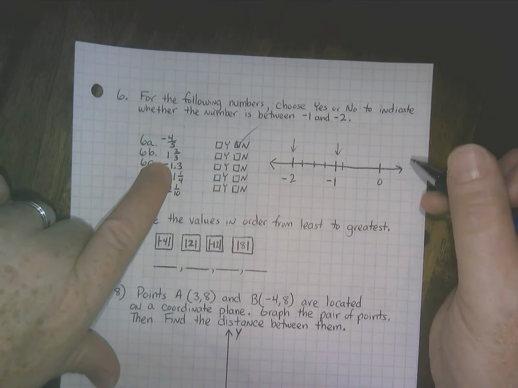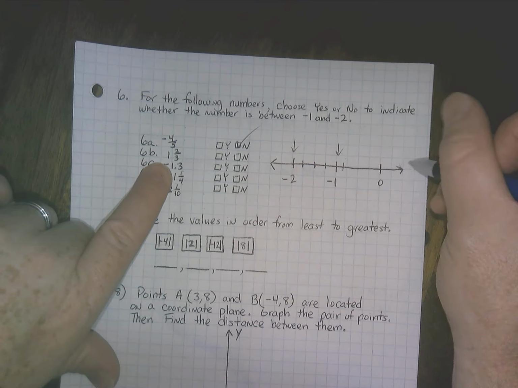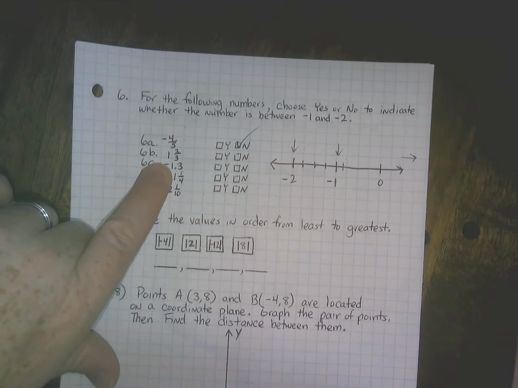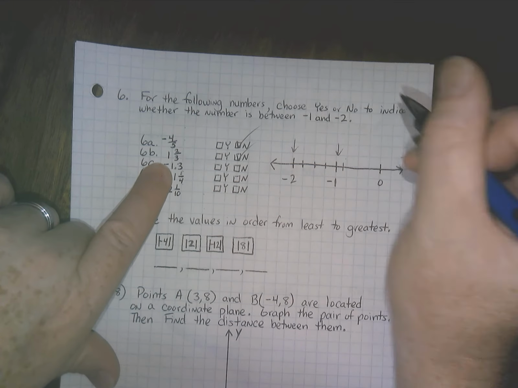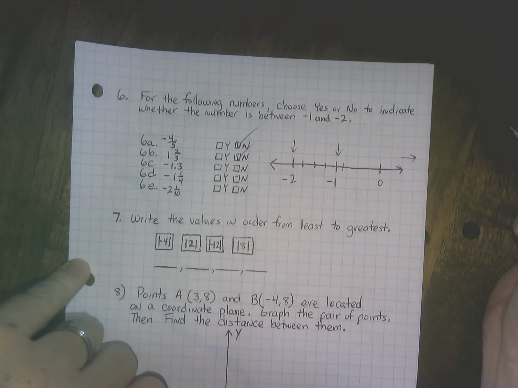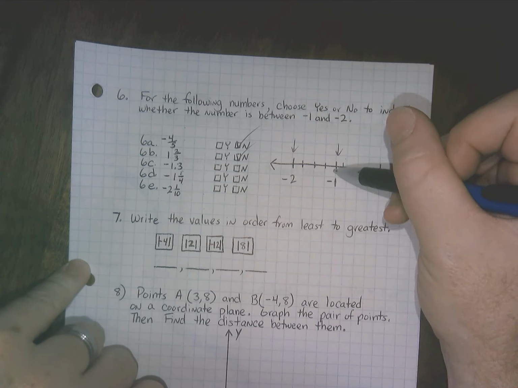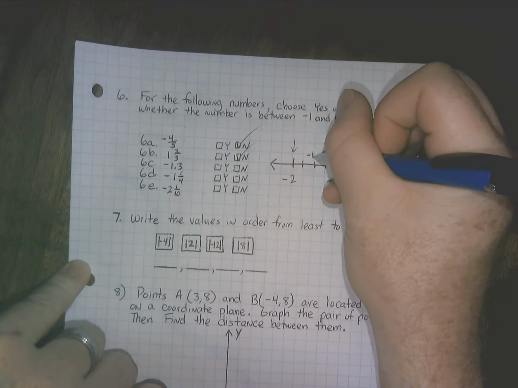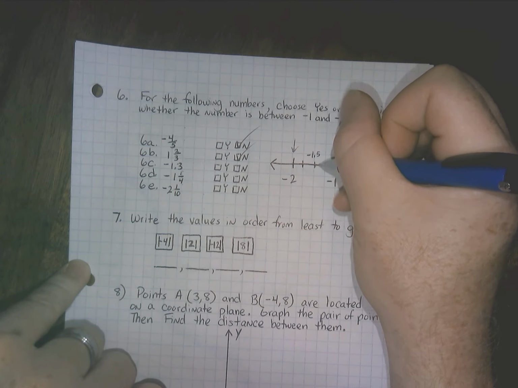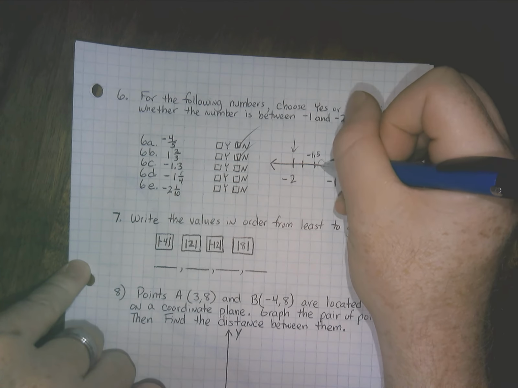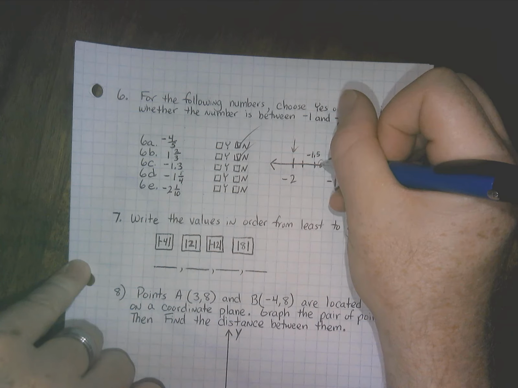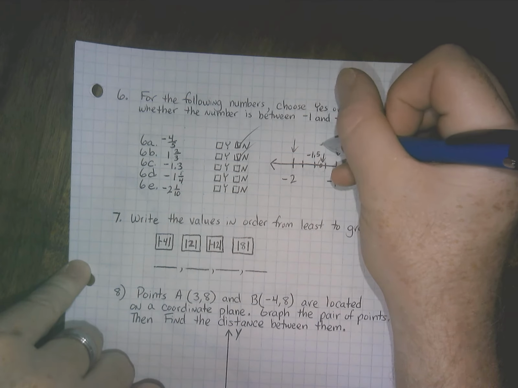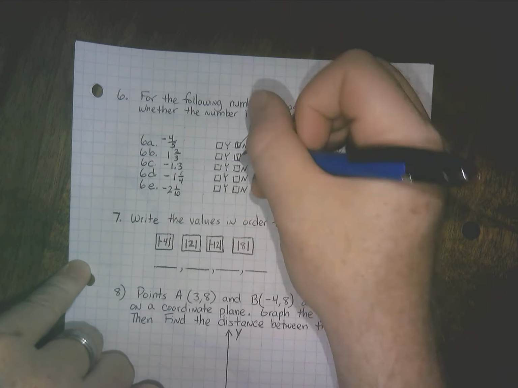1 2/3. Well, 1 2/3 is positive. It's over here somewhere on the number line. So that's going to be a hard no on that one. -1.3. Well, -1.3 is close to -1.5. Right? It's somewhere in this area. Somewhere here. So let's say right there is probably where -1.3 is located. So that's going to be a yes.